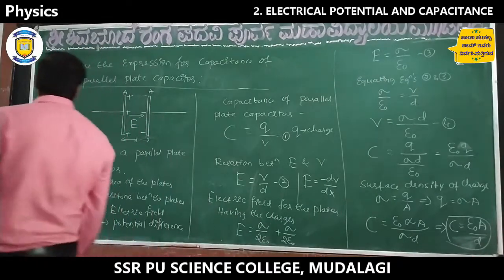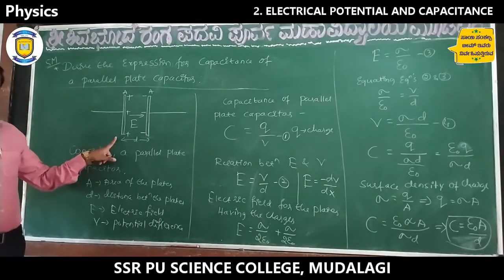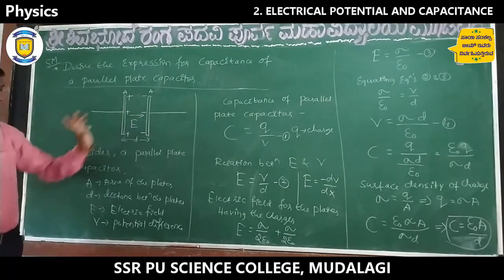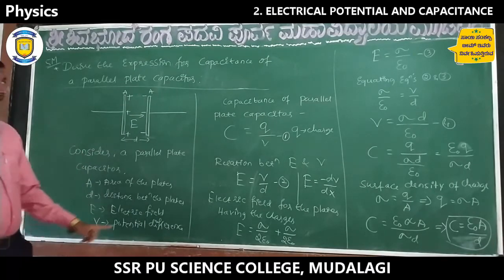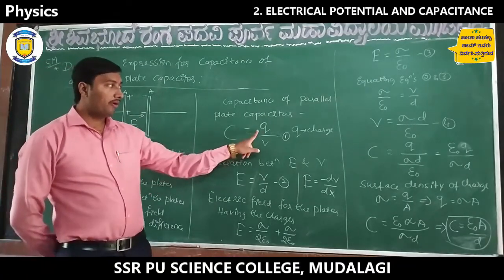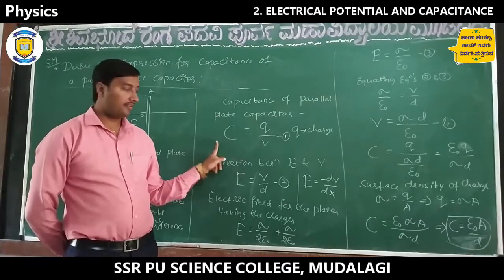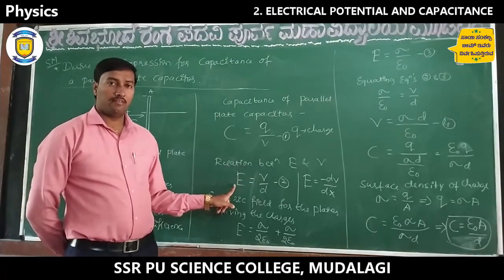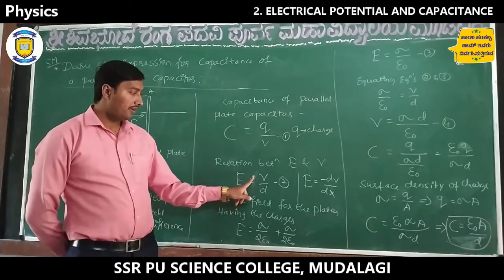Right. Notice first it is a parallel plate capacitor with plates of equal area and opposite signs, one positive and one negative. These are descriptions. Next, C equals Q by V by the definition of capacitance. Correct. The relation between E and V you already derived in your previous class. Right. E equals V by d.